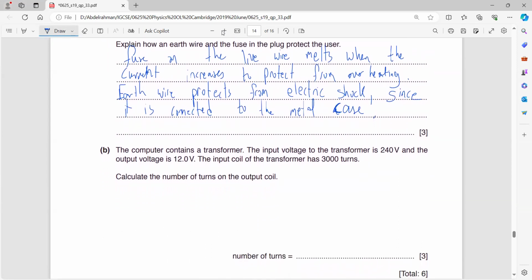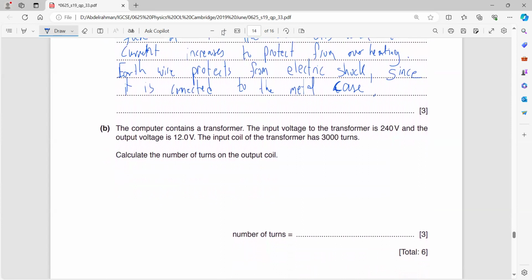The computer contains a transformer. The input voltage of the transformer is 240 volts and the output voltage is 12 volts. The input coil has 3000 turns. Calculate the number of turns of the output coil.